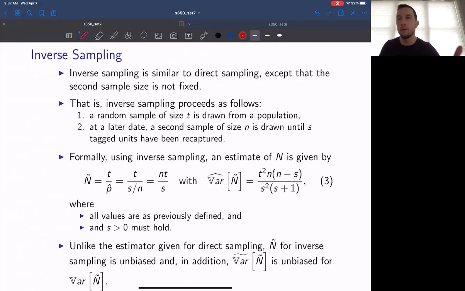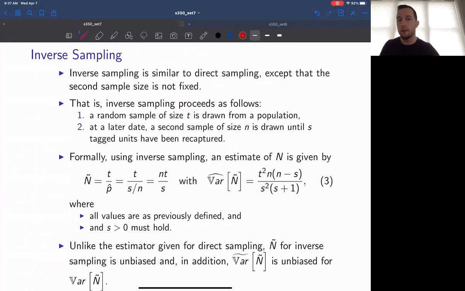With inverse sampling, step 1 is the same. So we collect a sample of size t, where t represents the number of observed and tagged observations. And then at a later date, we select a second sample of size little n, but we continue to draw until we have recovered s units. So the difference here is on step 2, little n would be random because we don't know how many observations we would have to draw until all s of our tagged units have been recovered.